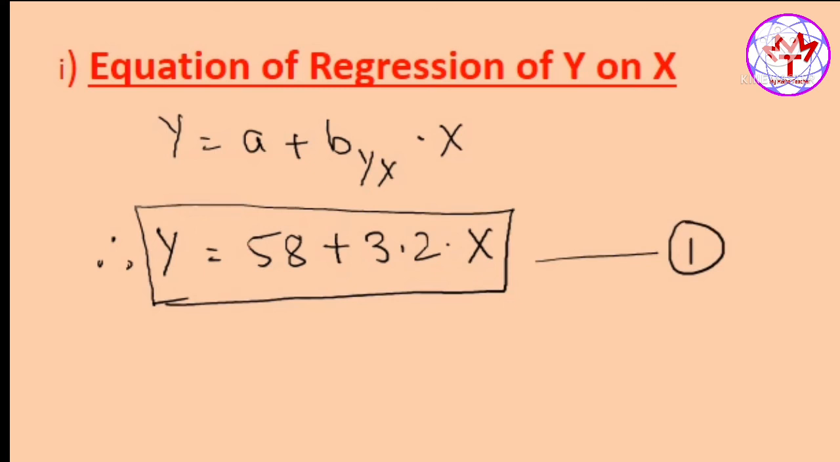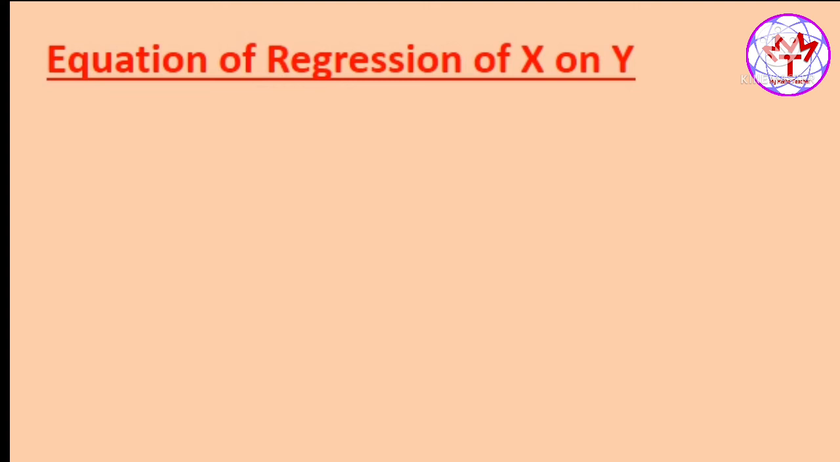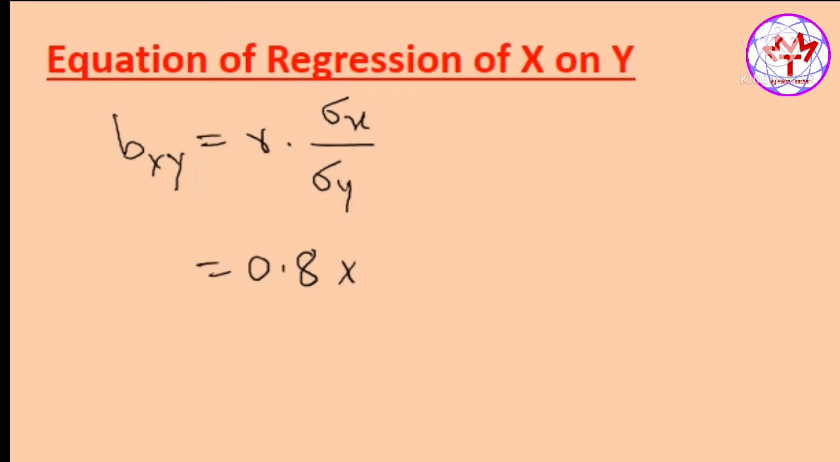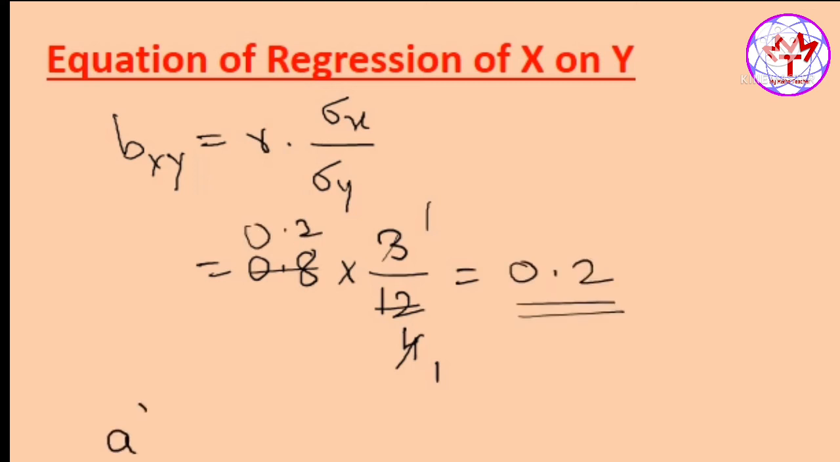Now we'll find the equation of regression of x on y. To find the equation of regression of x on y, first we will have to find the value of bxy. That is given as r into sigma x upon sigma y. So let us substitute. r is equal to 0.8, sigma x is 3 and sigma y is 12. So we get 0.8 into 3 upon 12, and this will be 0.2. So bxy is equal to 0.2.